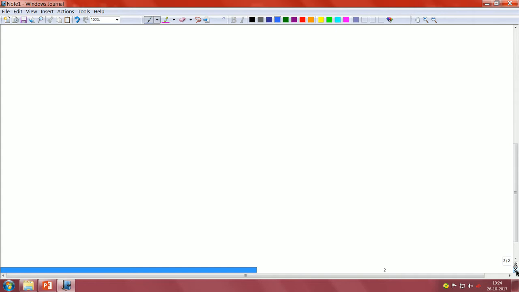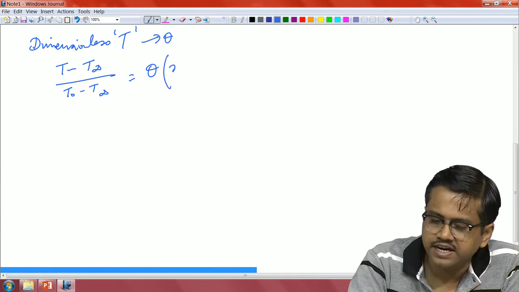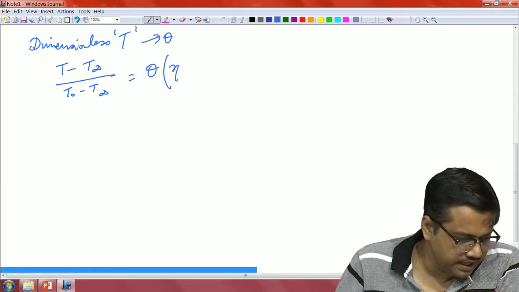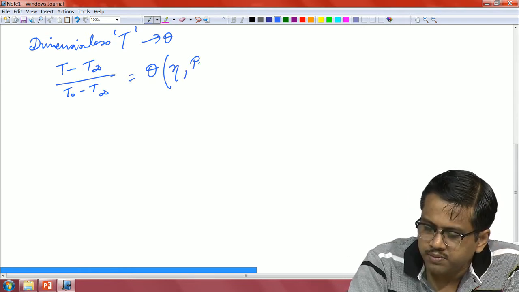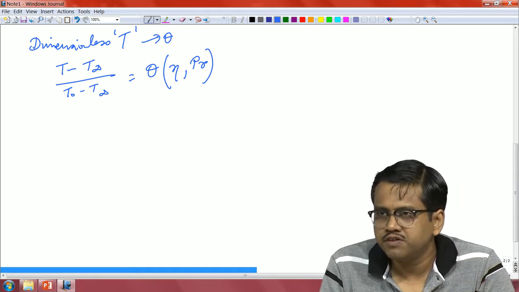we note one other thing, say the dimensionless temperature, which we can call theta in this particular case, which is basically T minus T infinity divided by T naught minus T infinity, should be given as theta. Now, this theta should be a function of definitely neta, that is obvious. It can also be a function of Prandtl number, give or take. It should be a function of your Prandtl number as well.